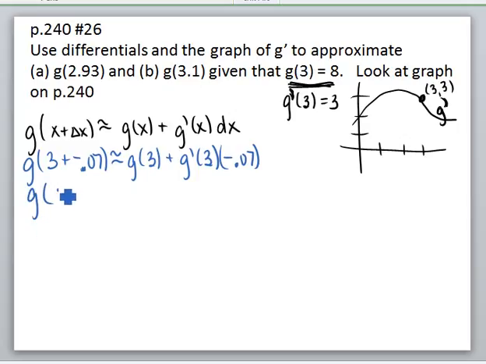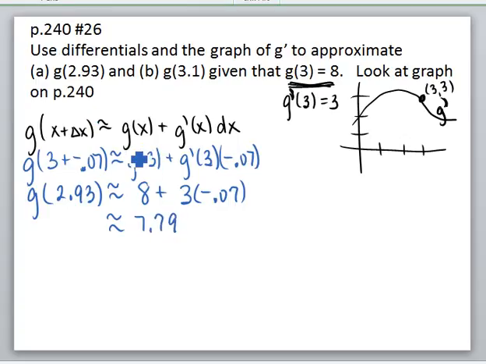So that means g of 2.93 is approximately, well, g of 3 they tell me is 8, plus g prime of 3, I got that from the graph, g prime of 3 is 3, times negative 0.07. So 8 plus 3 times negative 0.07 is, let's go straight to the answer here. Punch that in your calculator, you get 7.79.